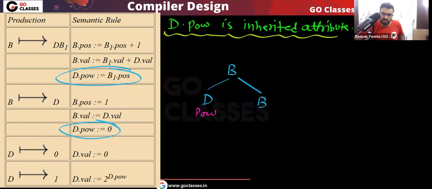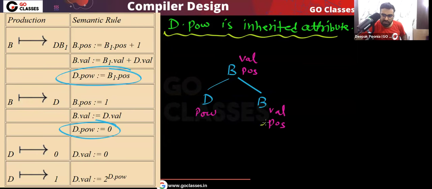And you can see this B has two attributes, VAL and POS. Here also you have VAL, here also you have POS, here also VAL, here also POS. Yes or no? Now notice, to compute D dot POW, we are using B1 dot POS. This is B and this is B1. So remember, this D dot POW will be the same as B1 dot POS, and this is your B1.